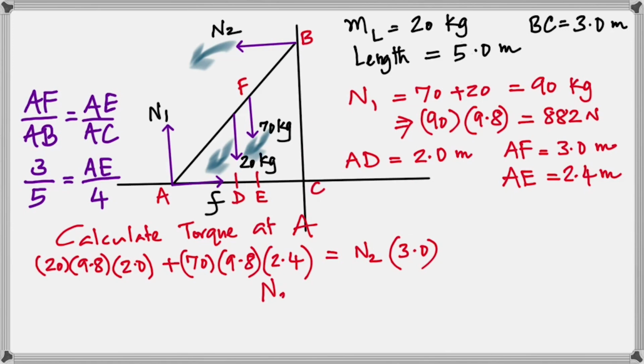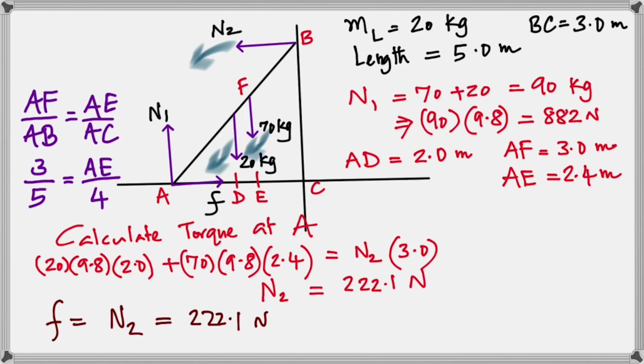Why are we taking this distance? We're taking this distance because we always take the perpendicular distance between the line of action of the force and the point, which is this. See? This is the same as this. So it's always the perpendicular distance we take. So that's why it's N2 times 3. And now it's math. Do the math and you will get the answer as 222.1 Newton. And since we know that friction should be exactly equal to N2, that is the value of friction.